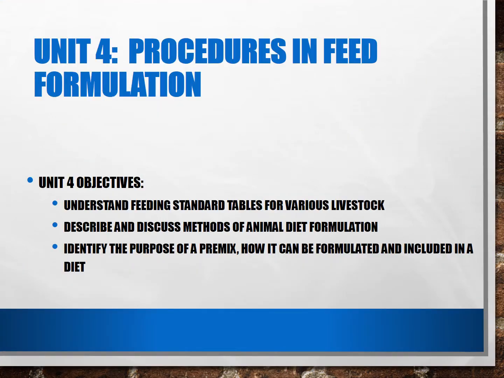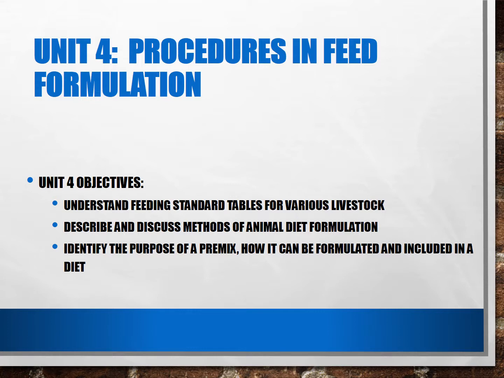We can give you the objectives here, and we'll talk about feeding standard tables for various livestock. We've looked in previous sections at what feeds might be included in a ration and how to come up with feeding requirements and needs, so we'll reference back to some things that we've already talked about, and then begin to build on those. We'll talk about methods of diet formulation, a few things that I just discussed, and the purposes of using maybe a premix and how it can be formulated as you talk about multiple ingredients in a diet, and using a simple Pearson method approach and so forth.